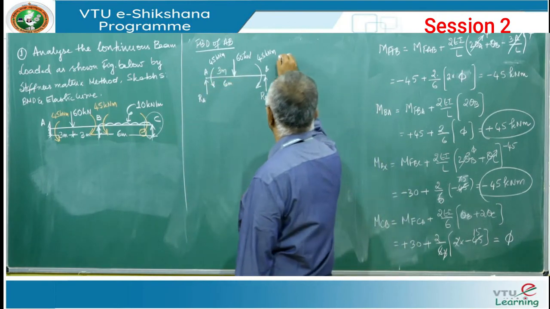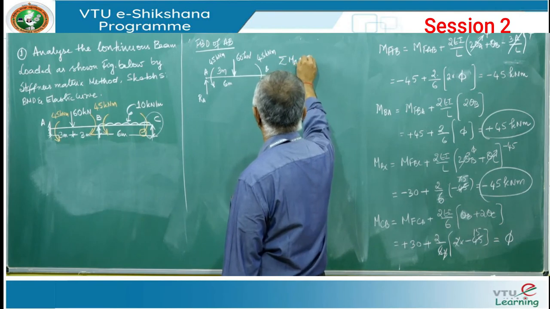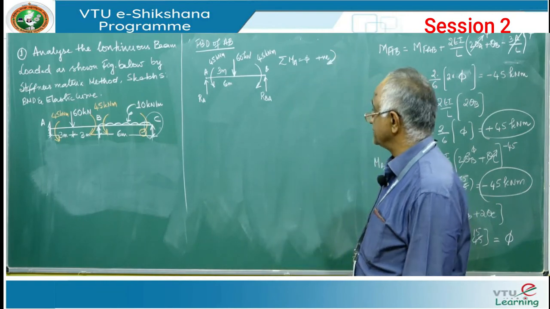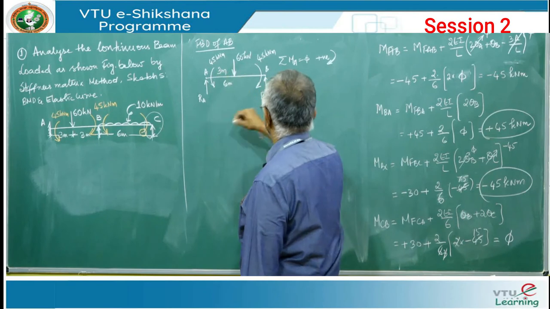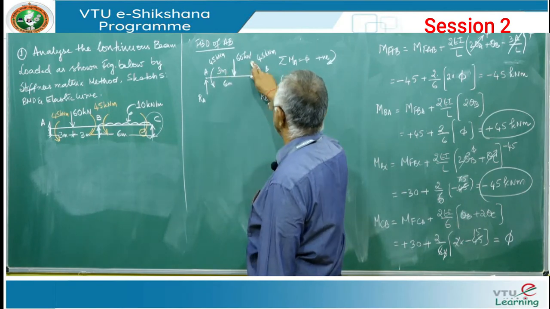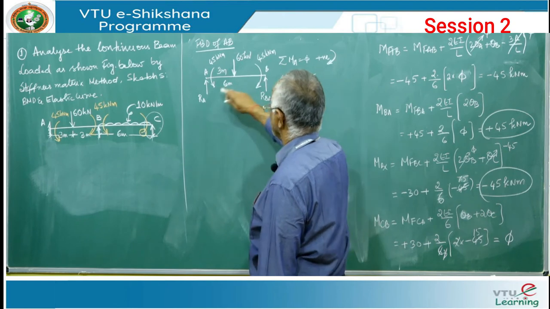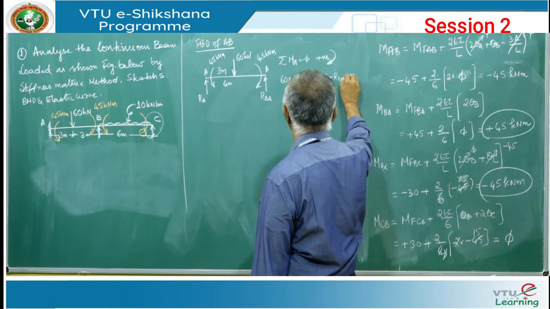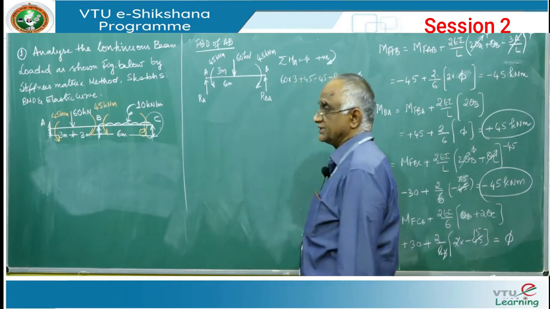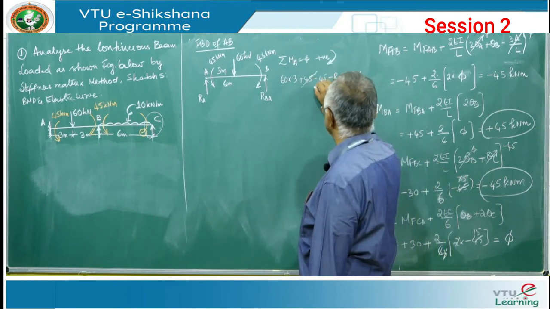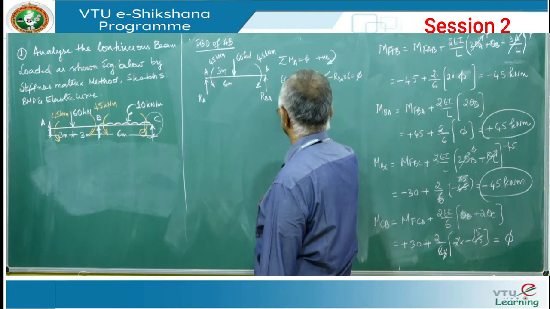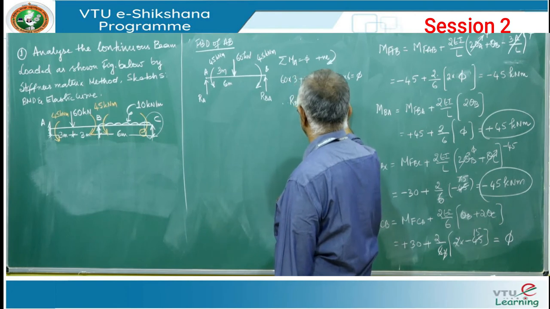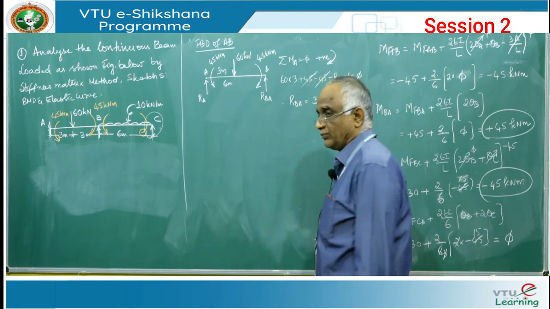So if you take the moment about A equal to 0, treating clockwise moments as positive, you have 60 into 3, it is clockwise, plus 45, minus 45, minus RBA into the distance to that reaction, 6 meters, equal to 0. So 45 and 45 cancel, 60 into 3 divided by 6. Therefore, RBA is exactly equal to 30 kilonewton and it is acting upwards.